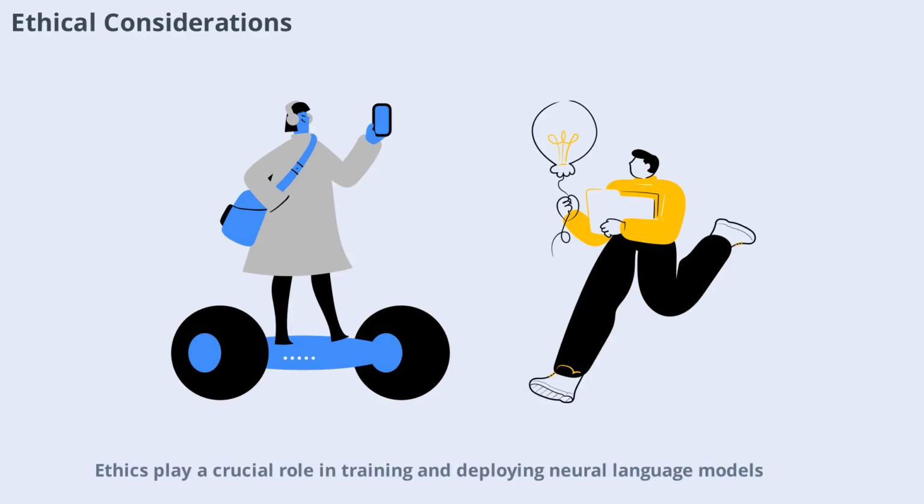Ethics play a crucial role in training and deploying neural language models. Developers must consider privacy, consent, and the potential impact of AI-generated content. Transparent practices and clear guidelines help ensure that language models are used responsibly and for the benefit of all users.